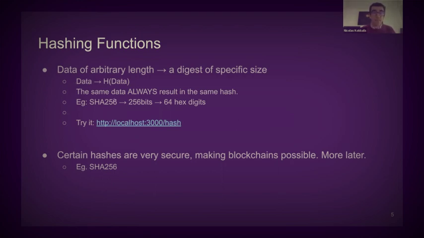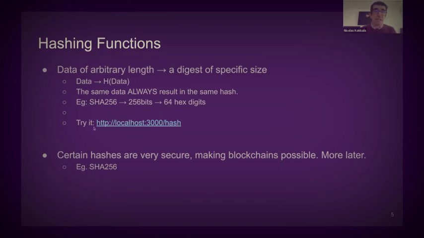And an important property of this is that the same data will always result in the same hash. And one very popular such hash function, especially used by Bitcoin, is called SHA-256. It's 256 because the resulting hash has 256 bits, which if you translate it into hexadecimal digits, then you get 64 hexadecimal digits. That's how it looks.